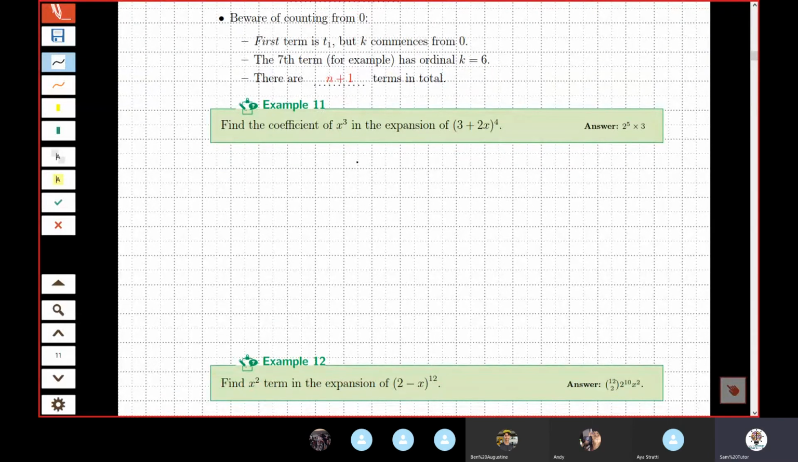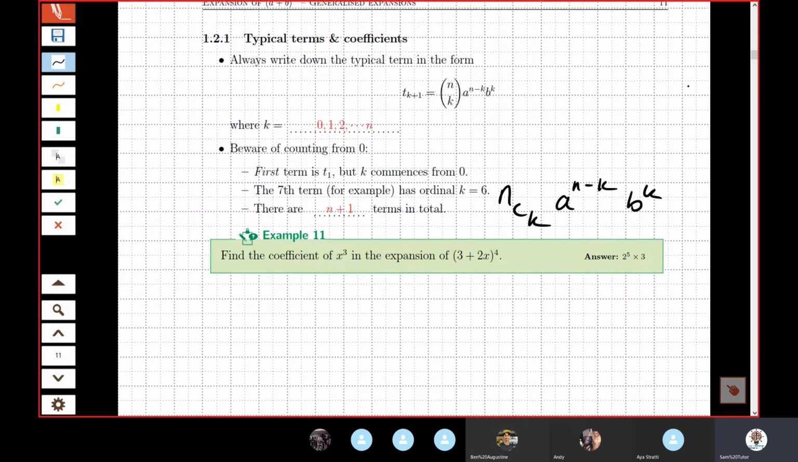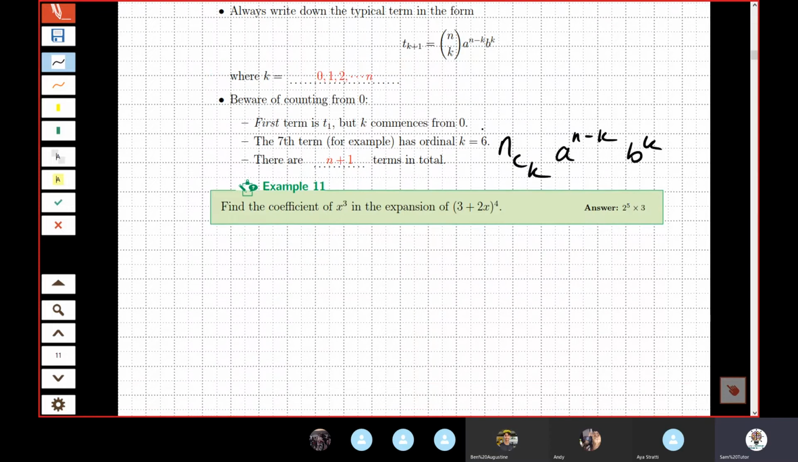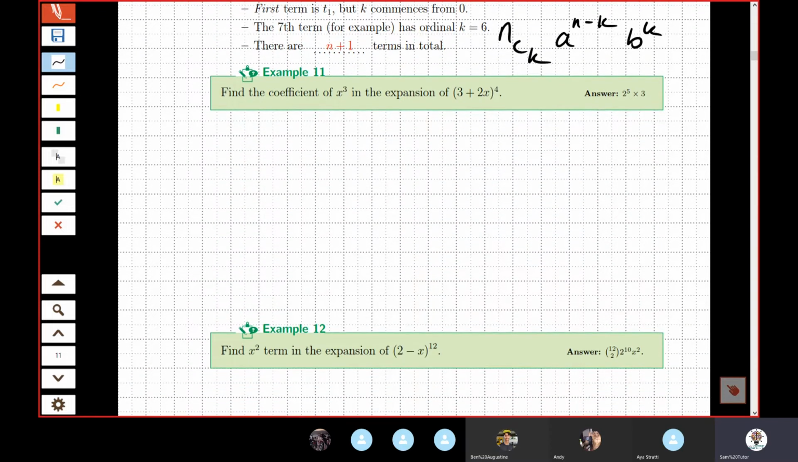All right, who wants to try this with me? Ben, since you've done it, let's do the first one together. The formula is nCk a^(n-k) b^k. Let's see if that's what he's written. a^(n-k). Oh, nice. All right, let's go. What are you going to write? It's x to the power 3, 4 choose k.